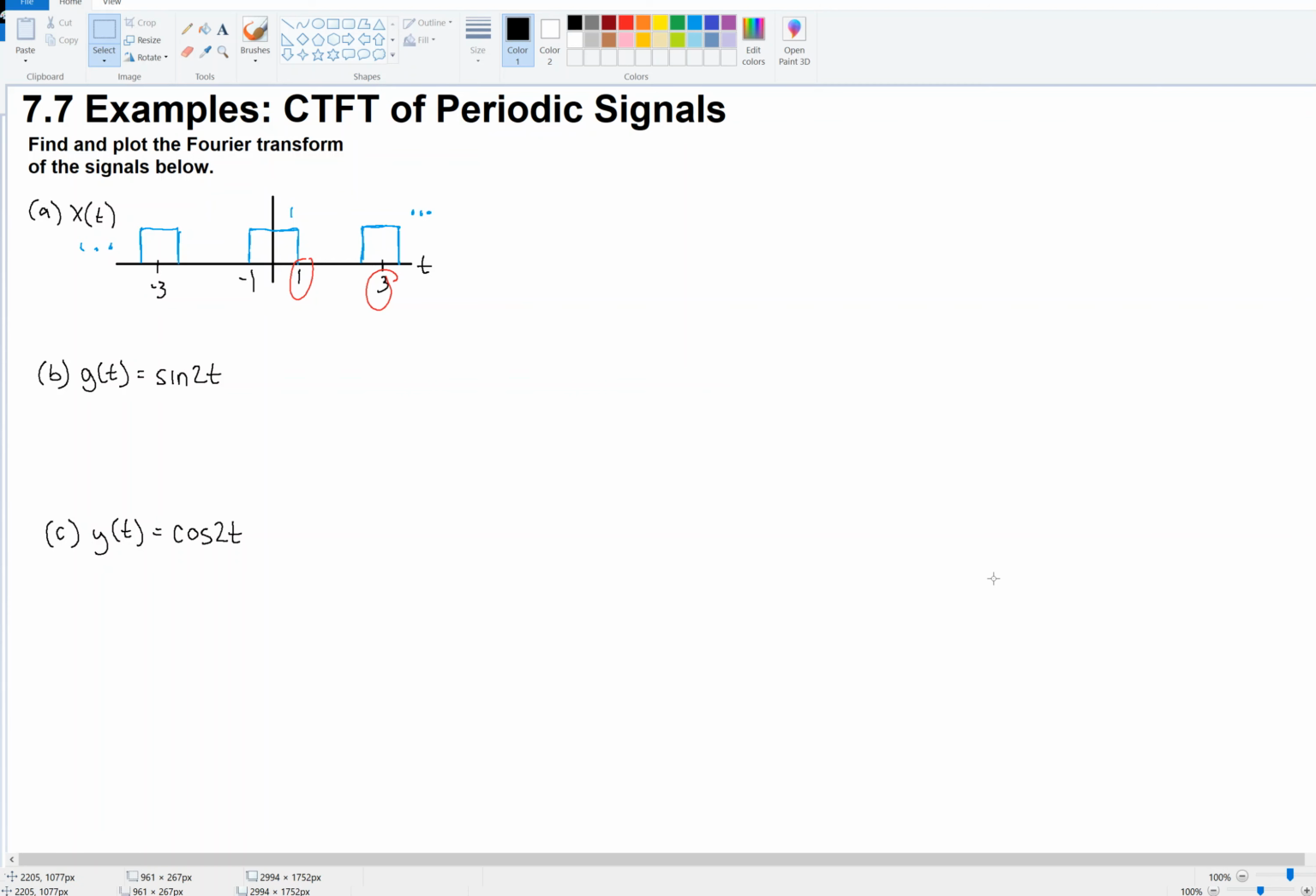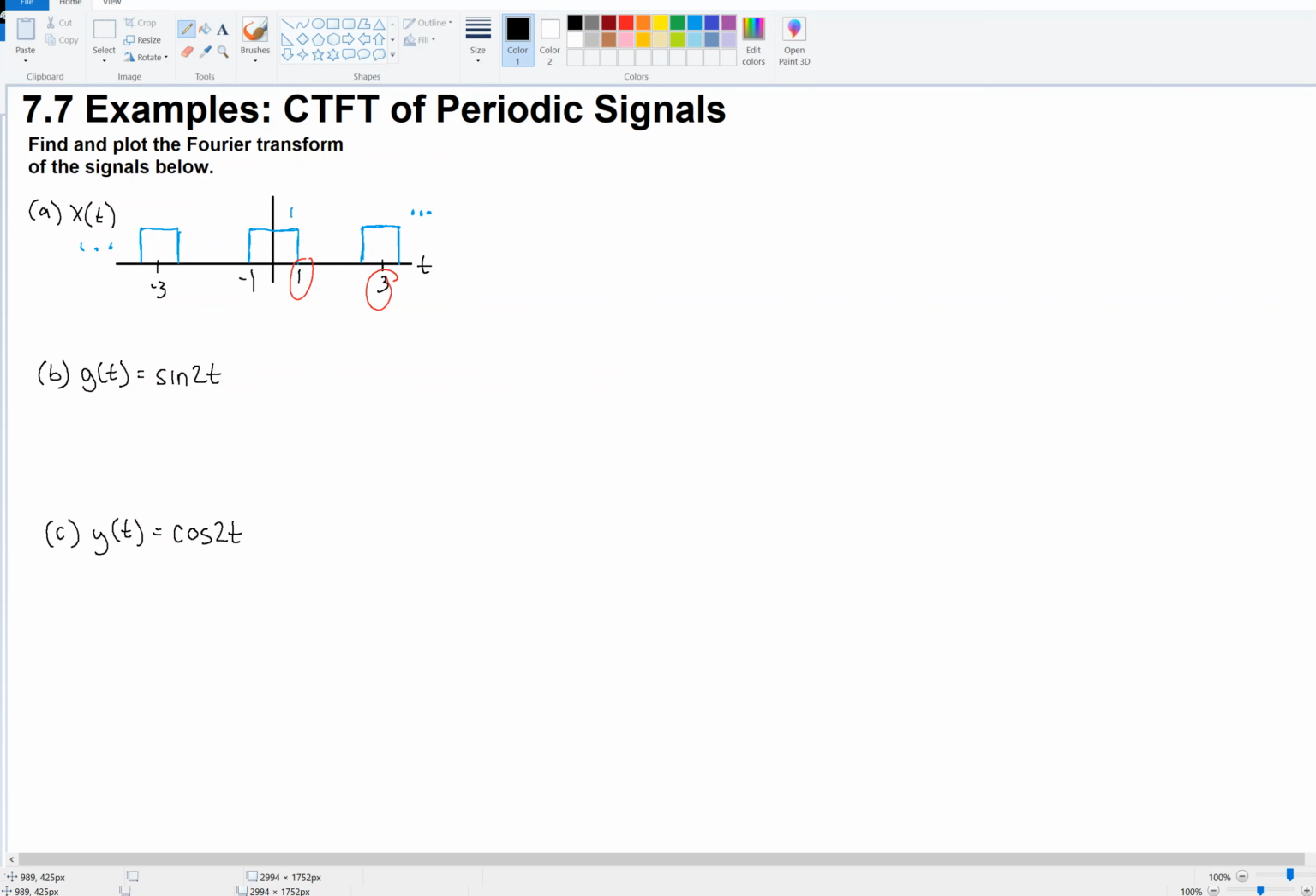Hi, welcome back. We are working on finding the continuous time Fourier transform of periodic signals. So I have three examples here, x of t, g of t, y of t, and we're going to start with x of t. So x of t is this periodic square wave, and its pulse width is 2, and its period is 3.